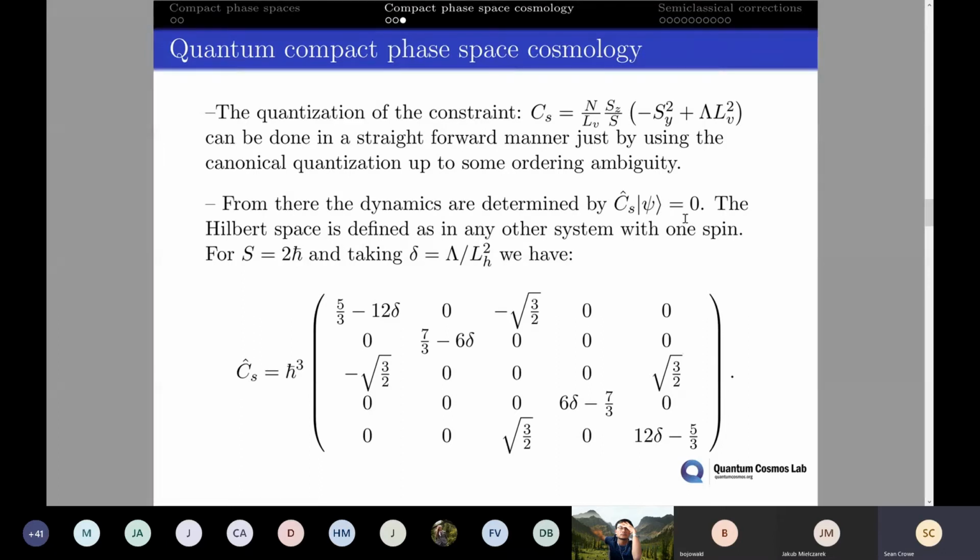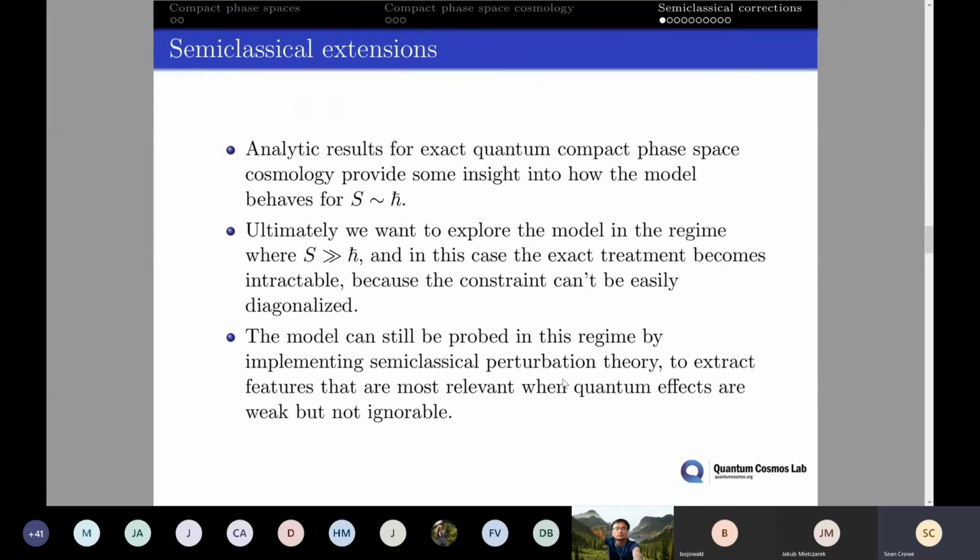And just as an example, we can consider the matrix form of this operator in the simple case where the parameter S is equal to 2 H bar. And to define this other parameter, delta is lambda over LH squared. We get this form for the Hamiltonian operator. And of course, this operator can be diagonalized and solved in the case where the dimension is small. But even despite the symmetries this matrix possesses, it's not possible to diagonalize in the case where S is very large compared with H bar. So in that case, we need to do something else.